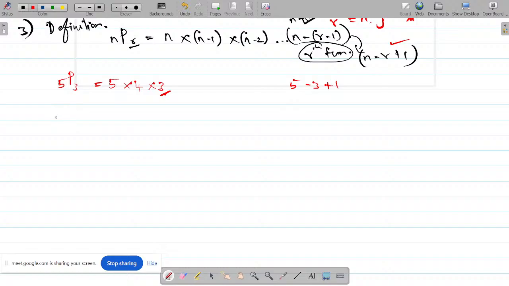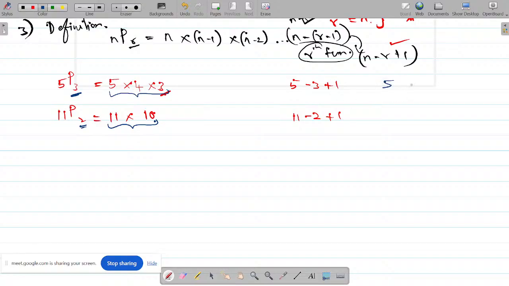Also, you can check 11P2. First term 11. Last term should be 11 minus 2 plus 1, so obviously 10. At one point of time, if you're not sure where you have to stop, there is a hint. If there is 3 here, then you will have totally 3 terms. If you have 2 here, you will have 2 terms. The logic is very simple.